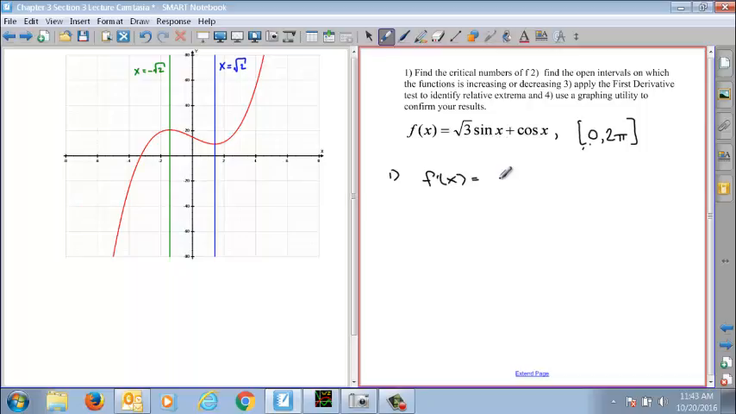So the derivative of the sine is the cosine. So the derivative of the first part is square root of 3 times the cosine of x. The derivative of the cosine is negative the sine of x. We set that equal to 0.